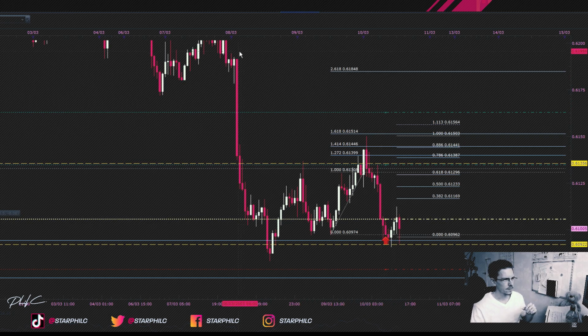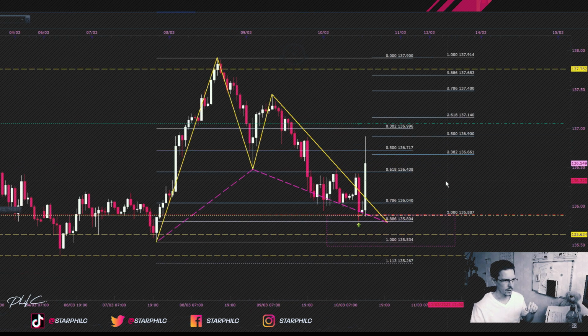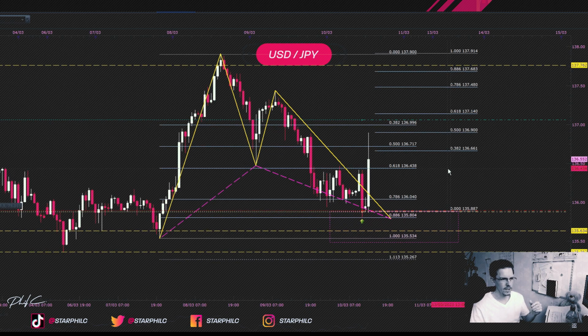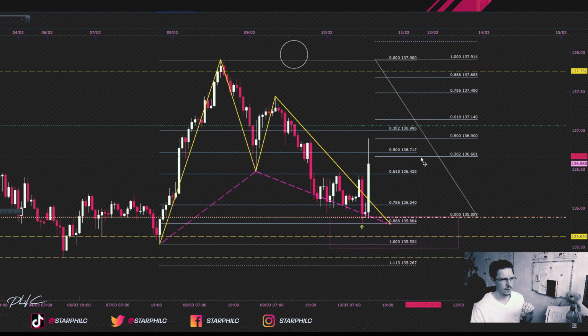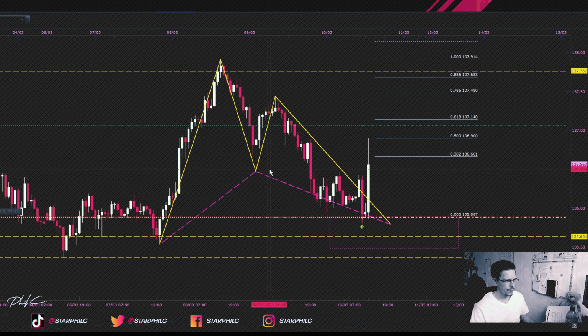And then as I'm doing my workload here for the day, we had dollar yen notify me on my platform that we had target 1's hit at the 382. So what did happen here? What are we looking at? Well, this isn't a Gartley pattern because we're just shy of the B point. We're just shy of a 618 B point retracement.